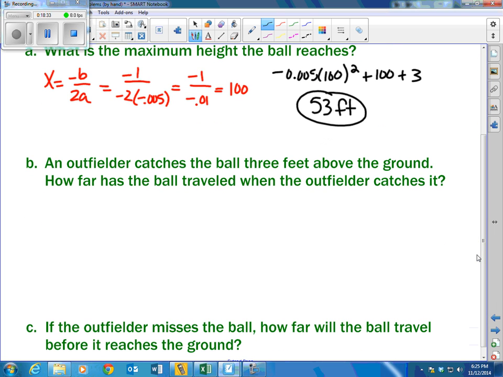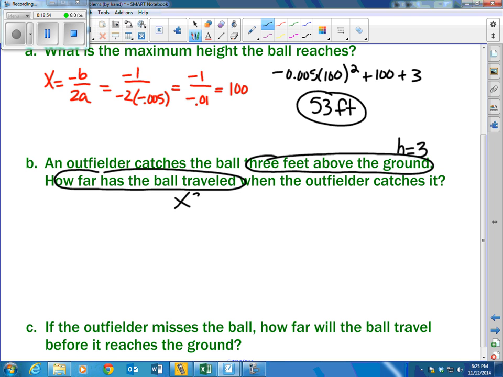Then the next question says an outfielder catches the ball 3 feet above the ground. 3 feet above the ground basically means that your height, or your h, is 3. And the question is, how far has the ball traveled? Again, the horizontal distance that it traveled. How far has the ball traveled? That's your x. And that's what I need to find in this case.